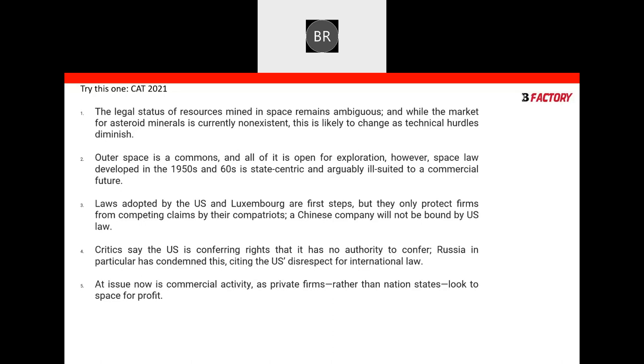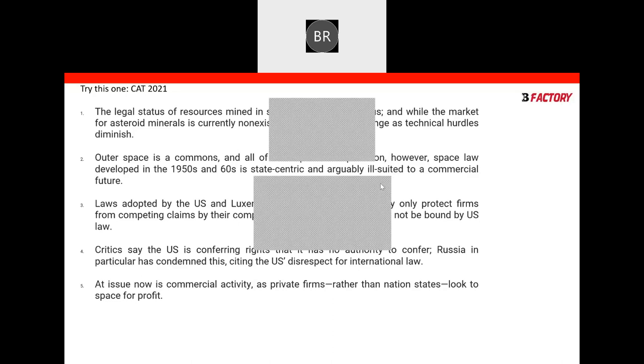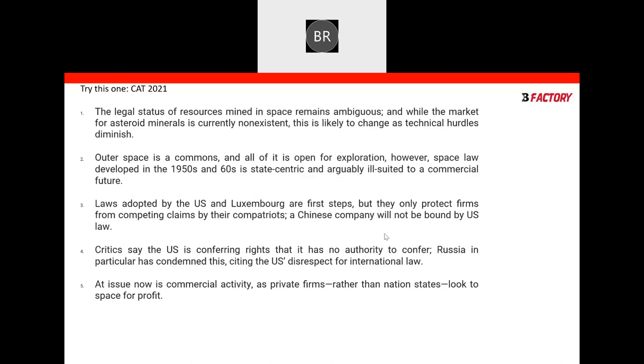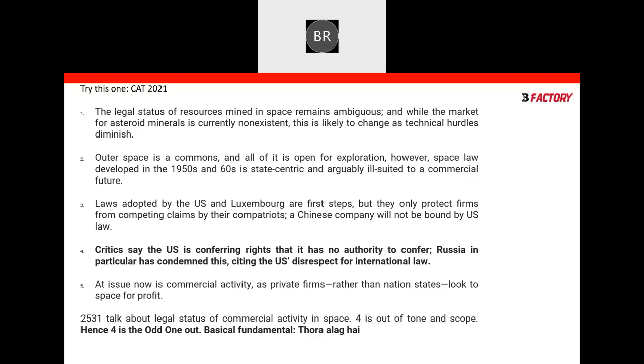You know, it is not between countries that we are talking about. We are talking about state versus any kind of private entity, like let's say SpaceX, Elon Musk looking for a profit or something like that, right? So 2, 5 are linked. Now 3 continues by saying laws adopted by US and Luxembourg are first steps, but they protect from compatriots. It will protect, let's say, a New Jersey from Texas, right? But Chinese company will not be bound by US law, right? So 3 is continuing that point, hai na?